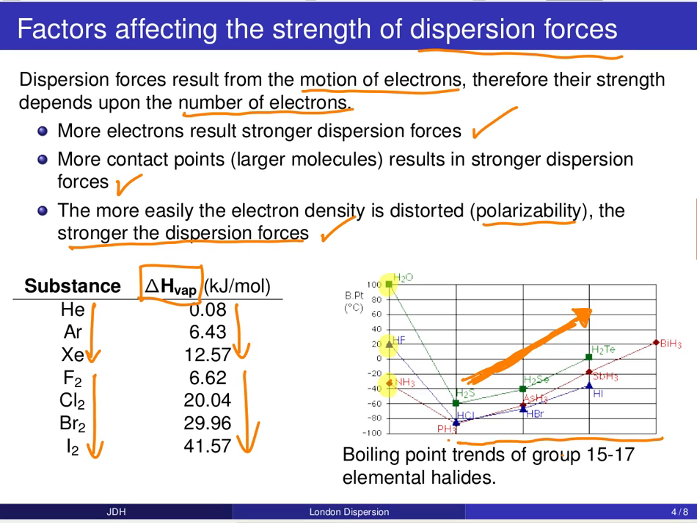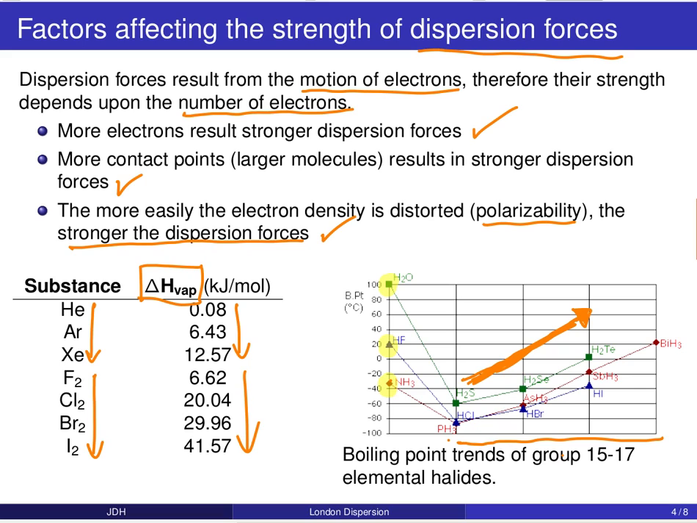We're getting heavier halogens, these diatomic F2, Cl2, Br2, I2 compounds are increasing in their enthalpy of vaporization as you increase the number of electrons and the size of the orbitals that those electrons are living in, and hence the polarizability.